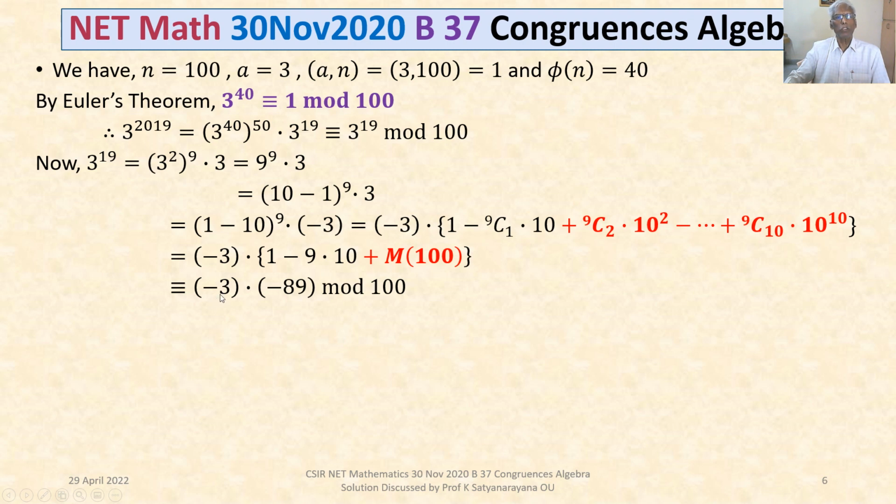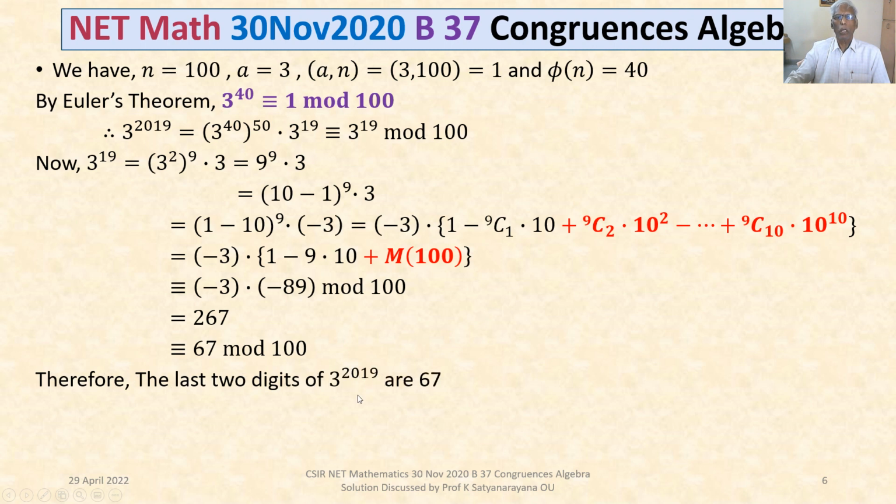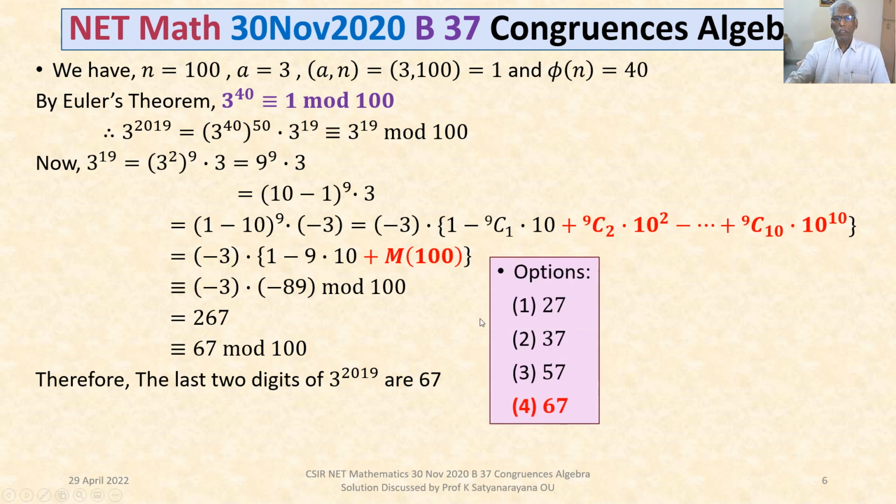And minus 3 into minus 89 is 267. This, when taken modulo 100, will be 67. The 267 is congruent to 67 modulo 100. So 67 is less than 100, therefore the last two digits of 3 power 2019 are 67. Let's look at our options. The answer 67 appears against option 4, therefore our answer is option 4.